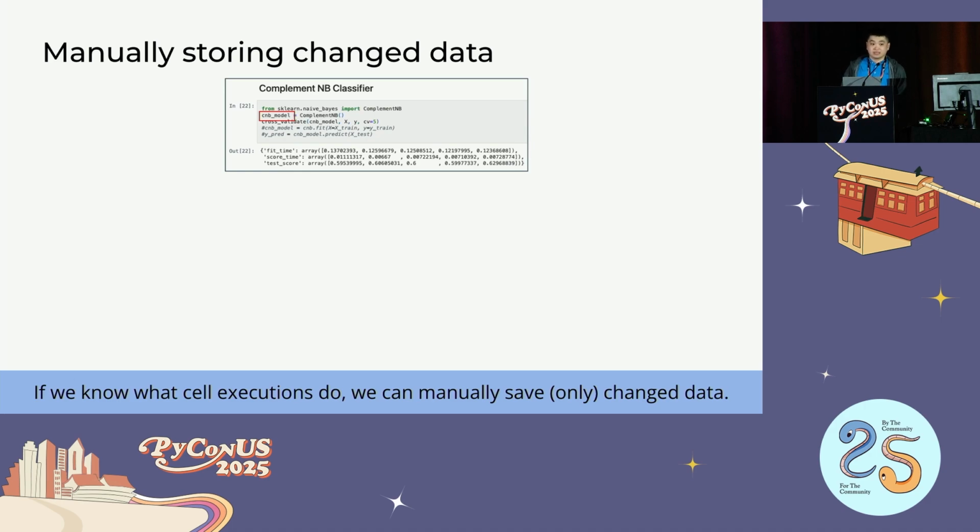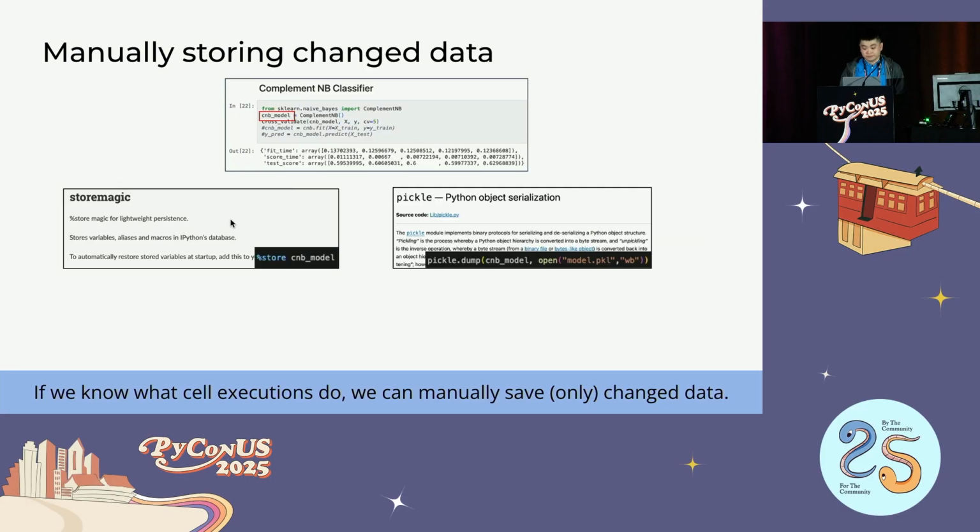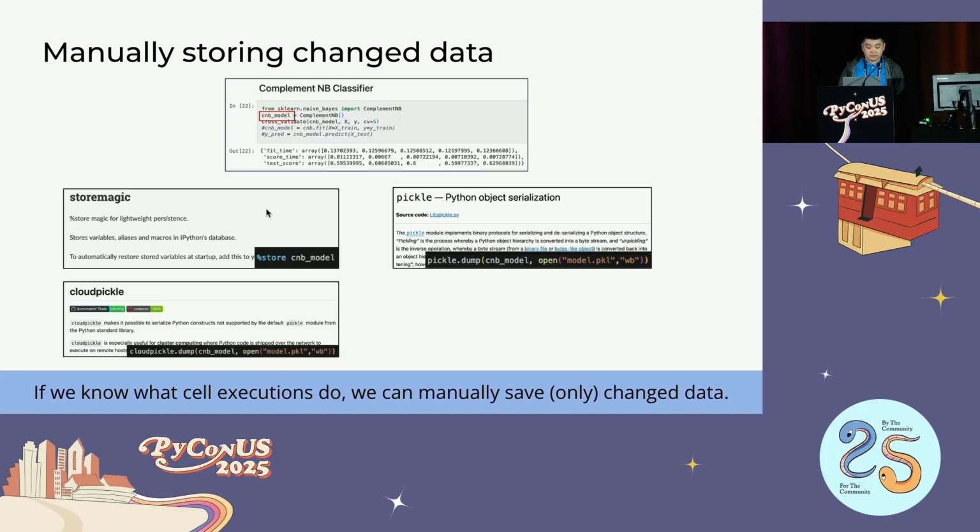Given this simple cell execution here, where the user declared a new variable called cmb_model, if the user knows that this is the only new thing about the cell execution, they can manually save this variable using different tools like StoreMagic, which is Jupyter's own wrapper around Pickle, the Pickle library itself, or other Pickle derivatives like CloudPickle or Dill.